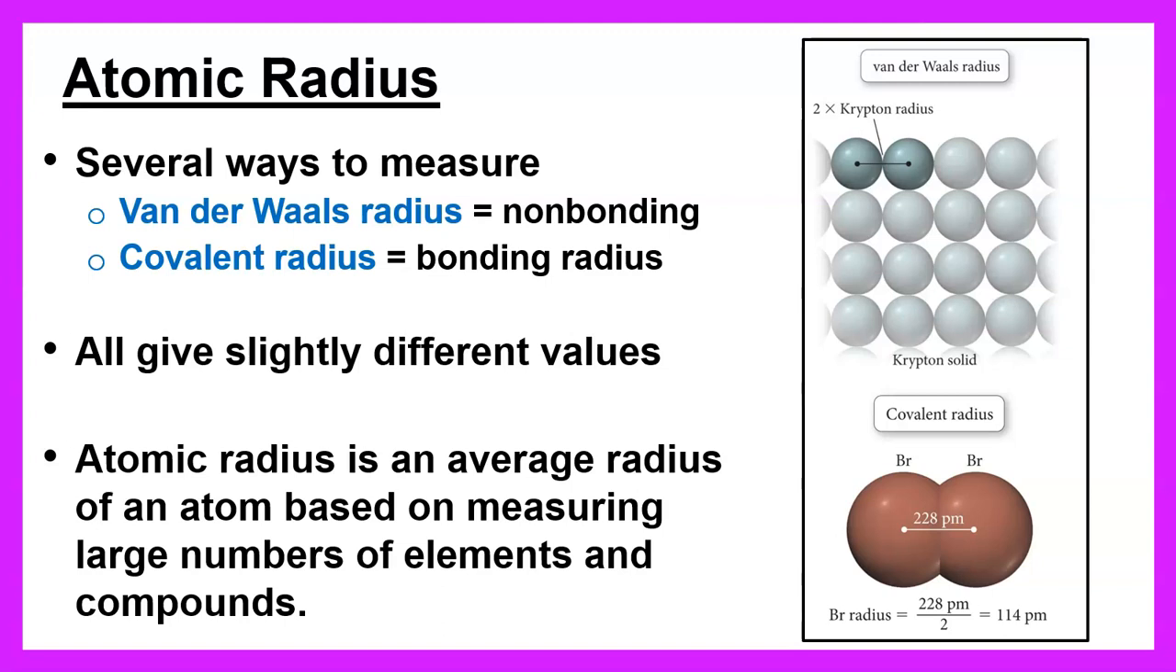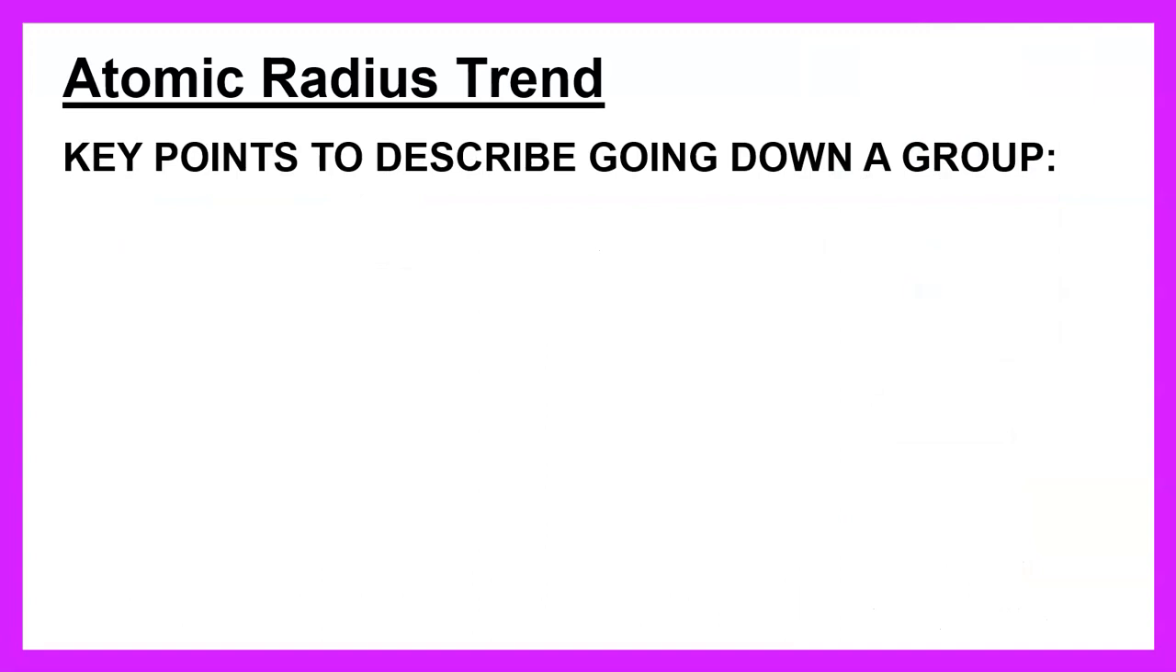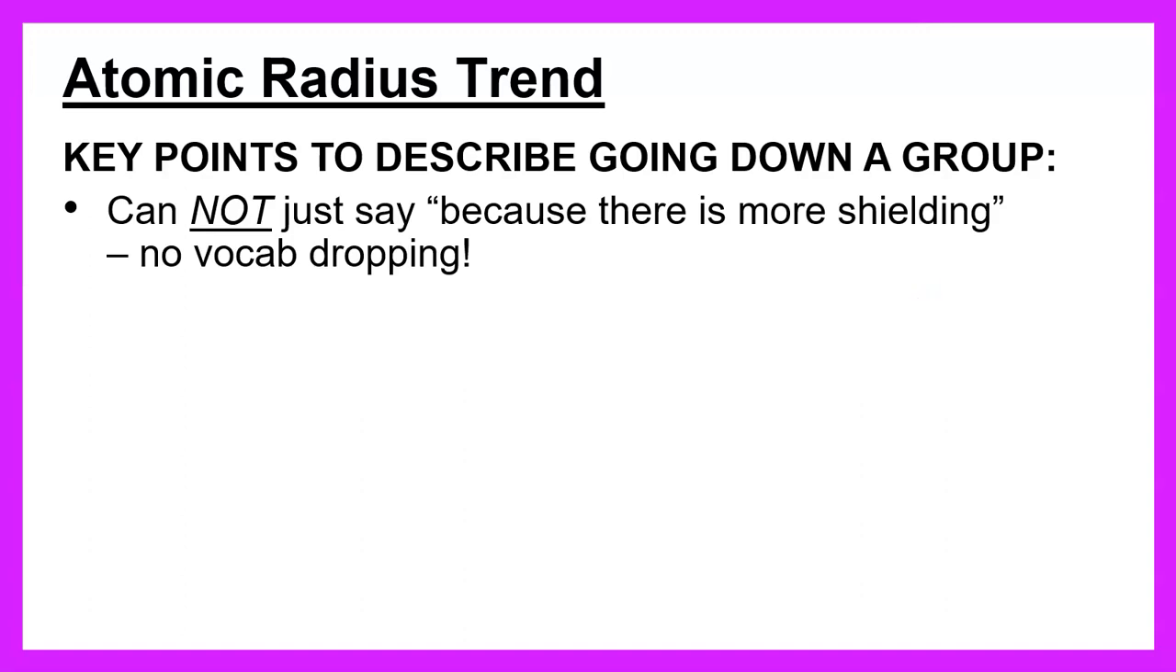Now let's look at the trend for atomic radius. Some key things I want you to keep in mind when you're trying to describe the radius getting bigger going down a group: you cannot just say, because there's more shielding. That's vocab dropping, right? We can't do that. That's not really a reason.